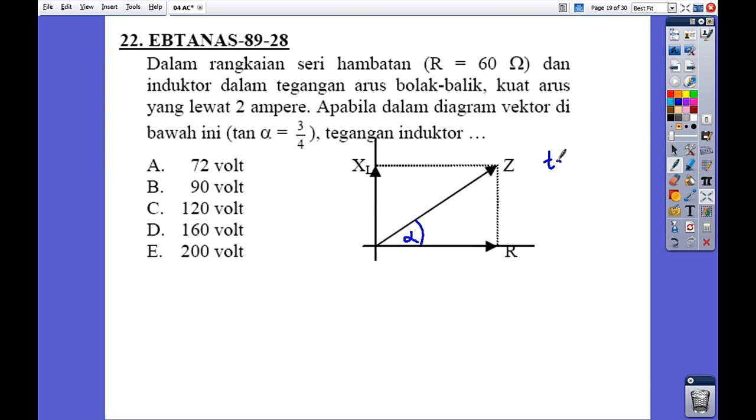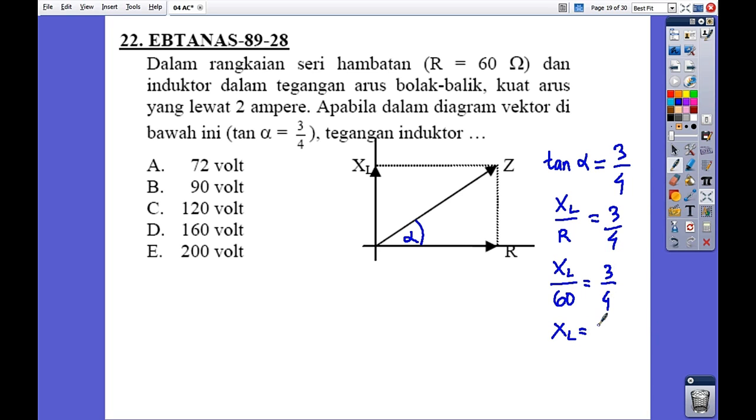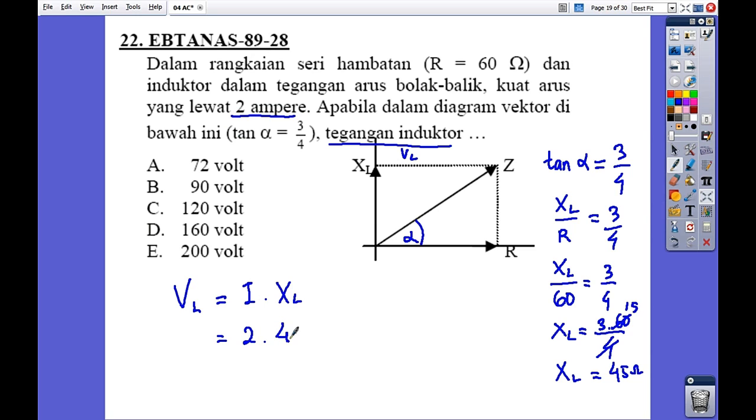So from here, we know that tangent alpha equals 3 over 4. Tangent alpha is XL over R, 3 over 4. So XL over 60 equals 3 over 4. So XL is actually 180 over 4, which is 45 ohm. So from here, we are going to find the voltage of the inductor. The voltage of the inductor is I times XL. I here is given as 2 ampere times 45 equals 90 volt.